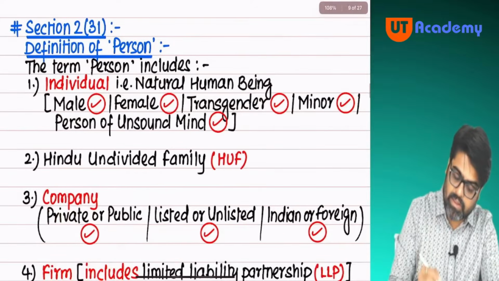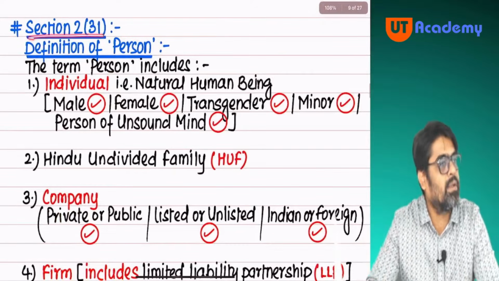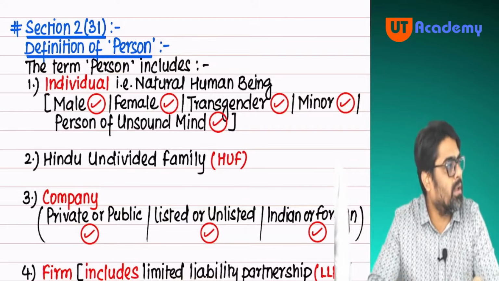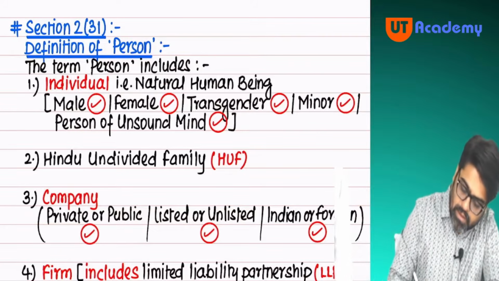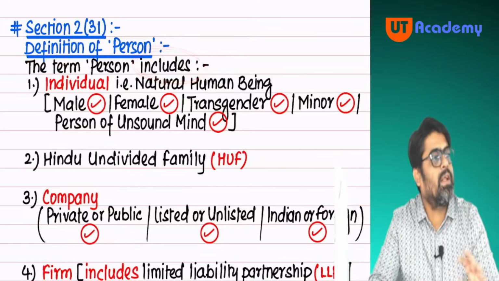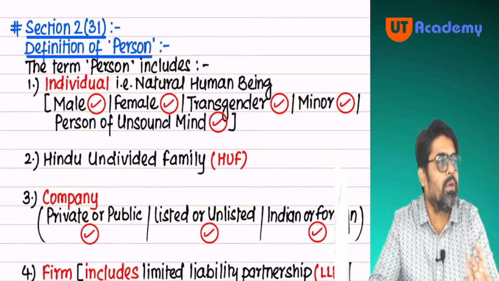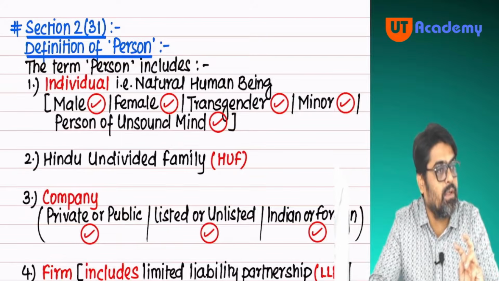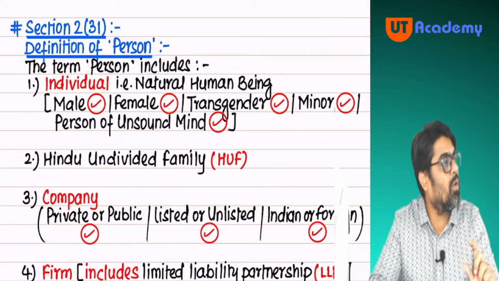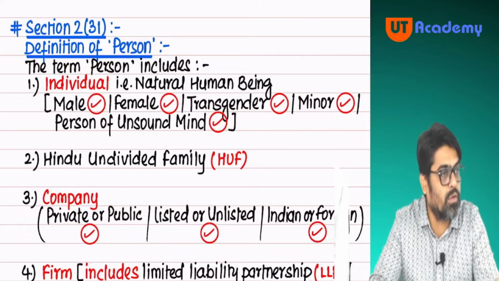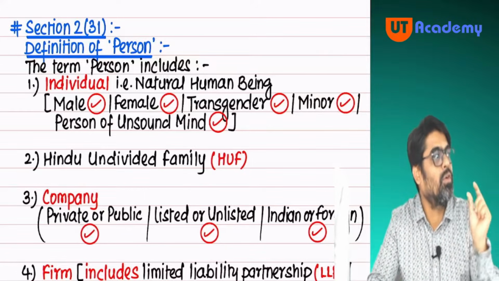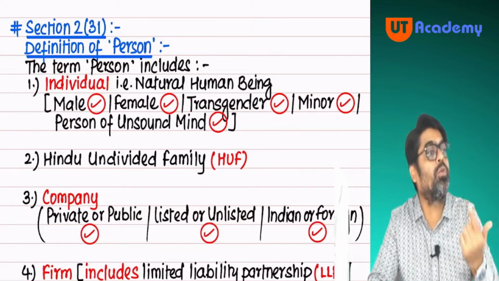That is given in section 2 subsection 31. So the definition of person, if you can see, the term person includes. See, there are two types of definitions. One is inclusive definition. Another one is exhaustive definition. Inclusive definitions will always start from the word includes, and exhaustive definitions will start with means. So the definition of person is inclusive definition.